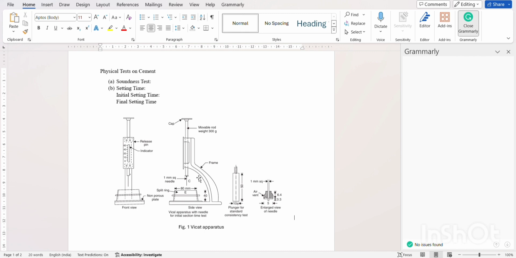Final setting time. The square needle is replaced with annular collar. Experiment is continued by allowing this needle to freely move after gently touching the surface of the paste. Time lapsed between the addition of water and the mark of needle but not of annular ring is found on the paste. This time is noted as final setting time.